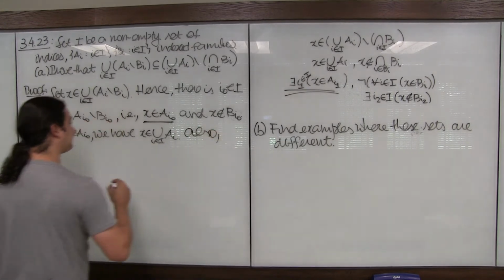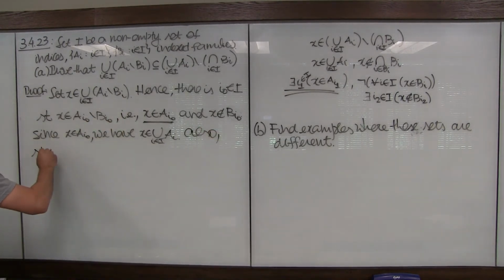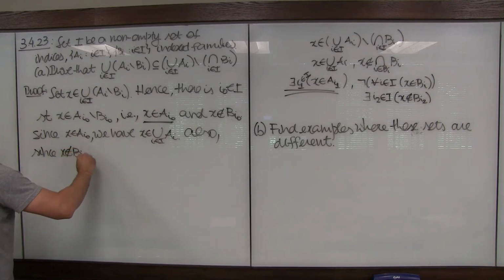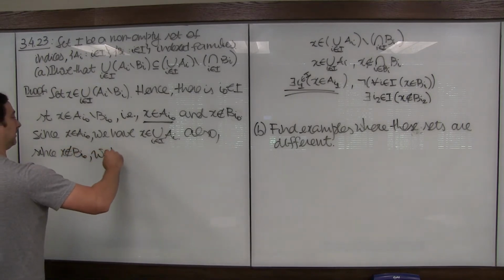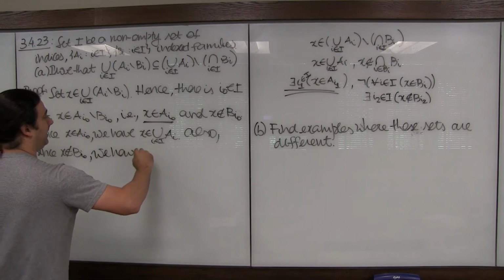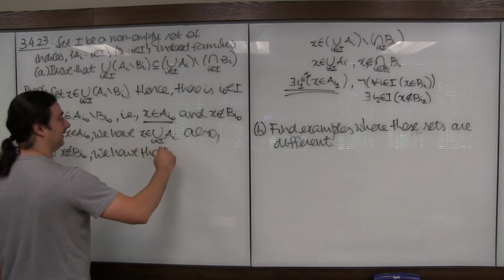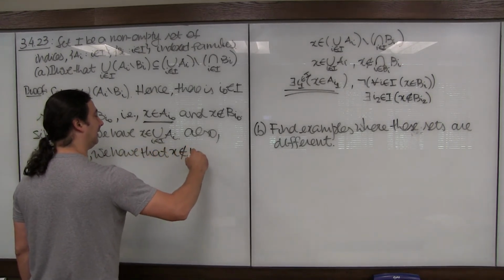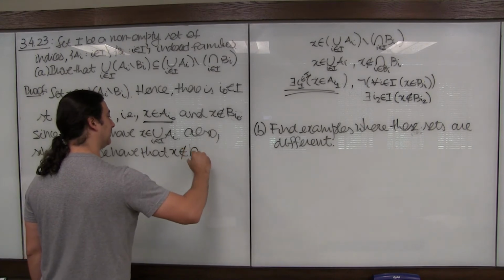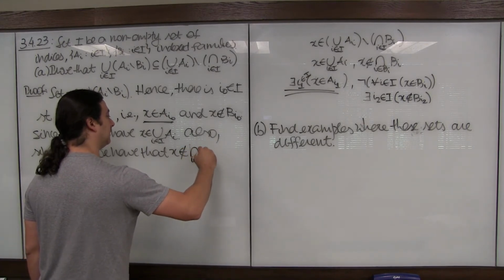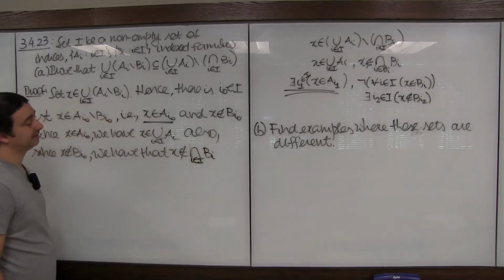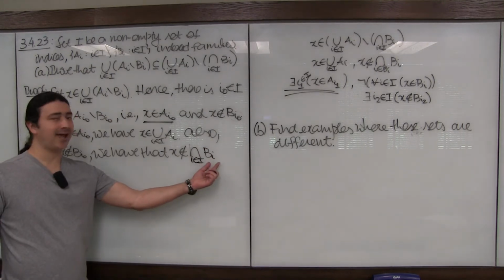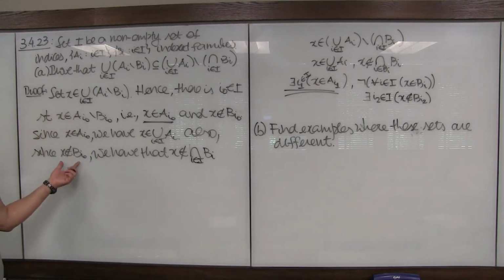Also, since x is not in B sub i0, we have that x is not in the intersection of the B_i's. Because again, to be in the intersection, you'd have to be in every single one of them, but it is not in at least one of them, so it is not in the intersection.